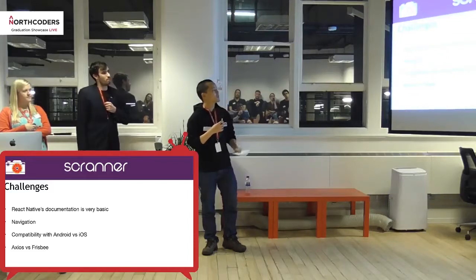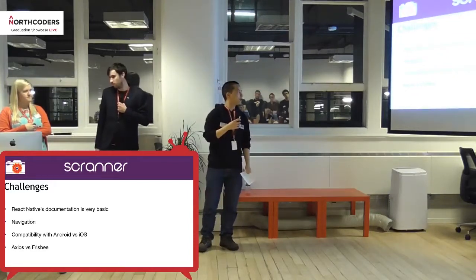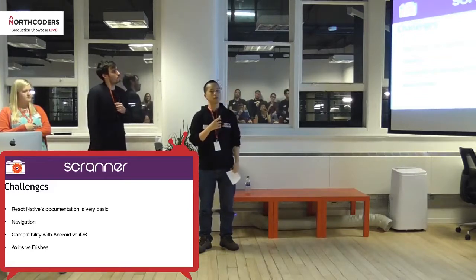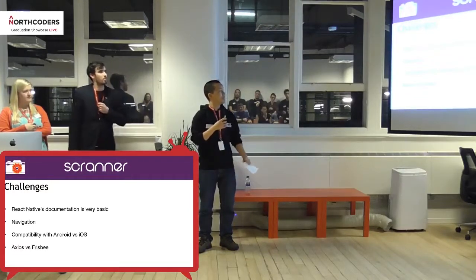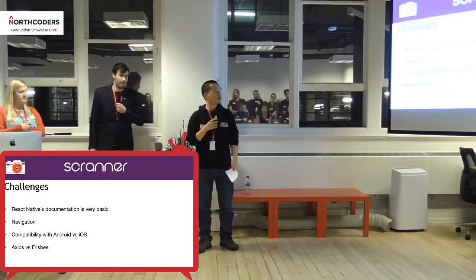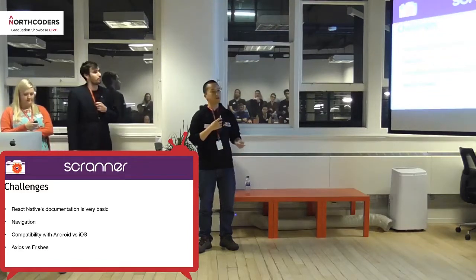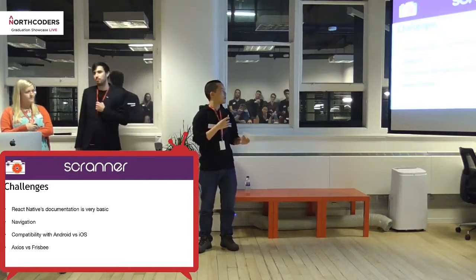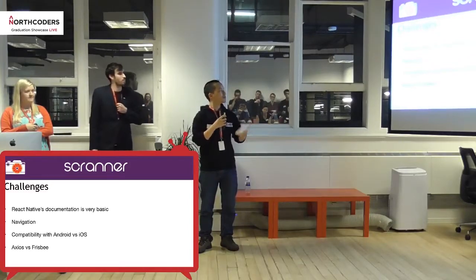And finally is the API call. We started to make the API call with Axios, but for some reason Axios wasn't working. So we decided to switch to Frisbee. Frisbee is a little bit like Axios, but it's fully optimized for React Native. And that's it for the challenges.